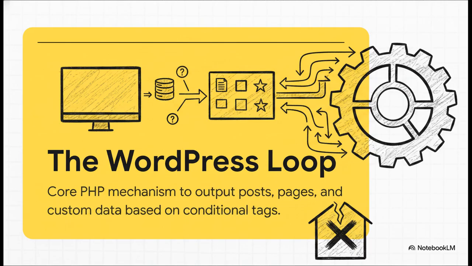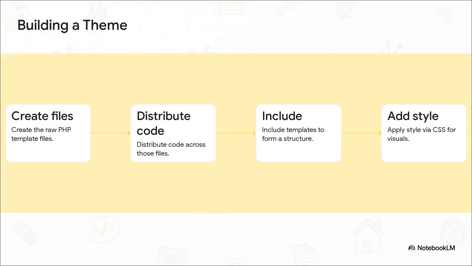It's the exact process your template files use to pull data out of your database, so your posts, your pages, your custom fields, and then output it onto the screen based on specific conditional tags. Without the loop, a WordPress theme is basically just an empty shell. Let's move on and see how this builds into an actual working theme.